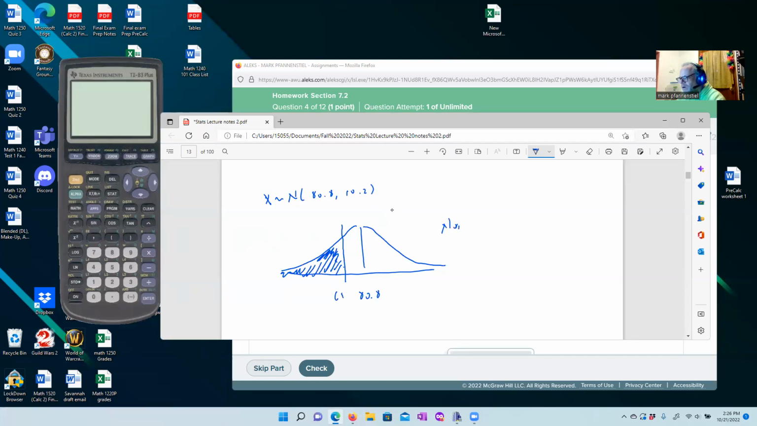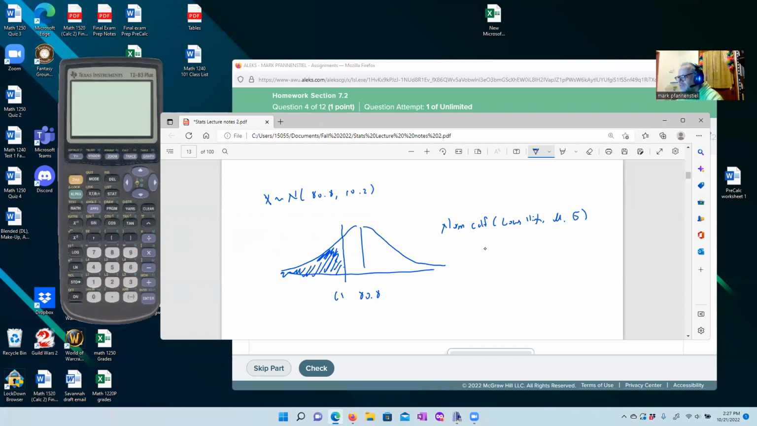So we're going to use normalcdf. We want low, high, mean, standard deviation. I urge you to practice with these things because you're going to have to be able to do this on your own as well. So normalcdf: low, high, mean, standard deviation.